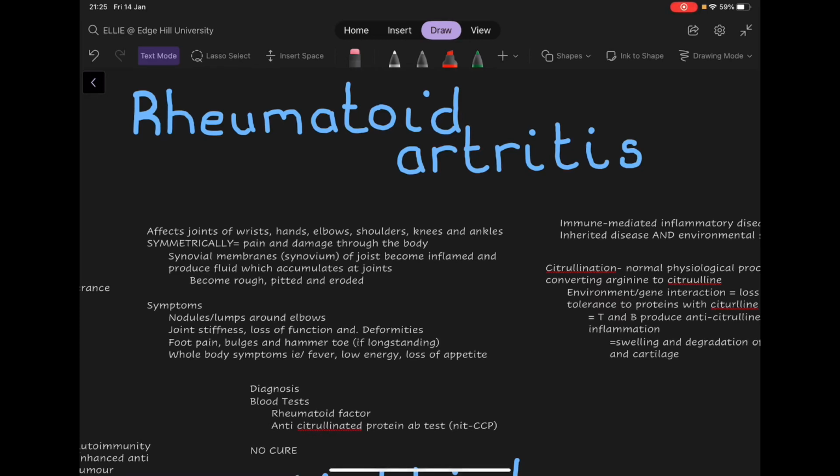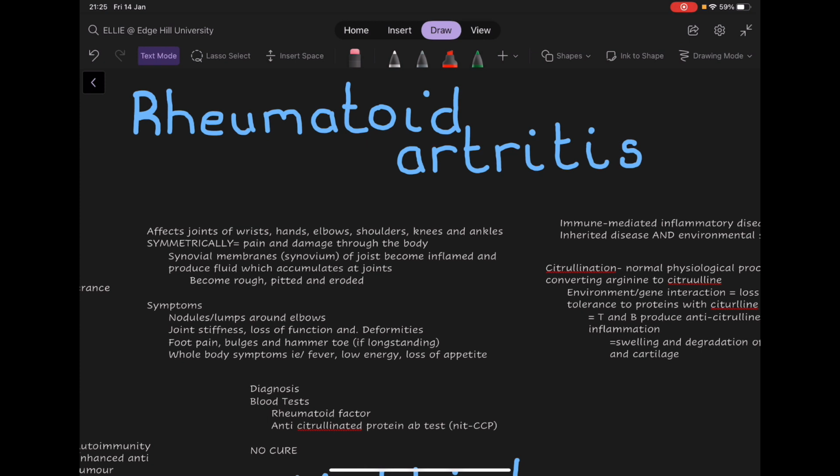Rheumatoid arthritis is a systemic autoimmune disease that affects joints of the wrists, hands, elbows, shoulders, knees and ankles symmetrically. So if you get it in your right wrist, then you'll get it in your left one. And it causes pain and damage. The synovial membranes, also called the synovium, of the joint become inflamed and produce fluid which accumulates at the joints, and this causes them to become pitted and eroded.